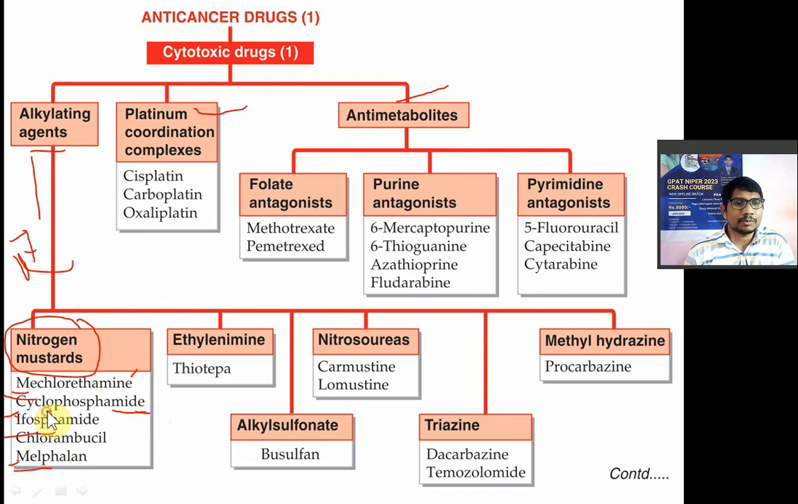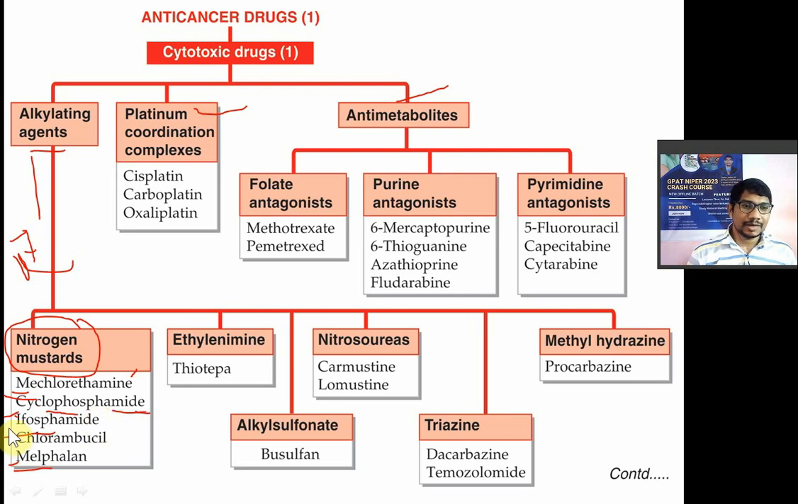Now this cyclophosphamide is a prodrug. It is converted into an active metabolite known as aldophosphamide, and also during the metabolism there is generation of one toxic metabolite known as acrolein. Acrolein is the metabolite of cyclophosphamide, and that causes the hemorrhagic cystitis. And in case of hemorrhagic cystitis caused by cyclophosphamide, the drug used is mesna. That is nothing but mercaptoethane sodium sulfonate. That is mesna.